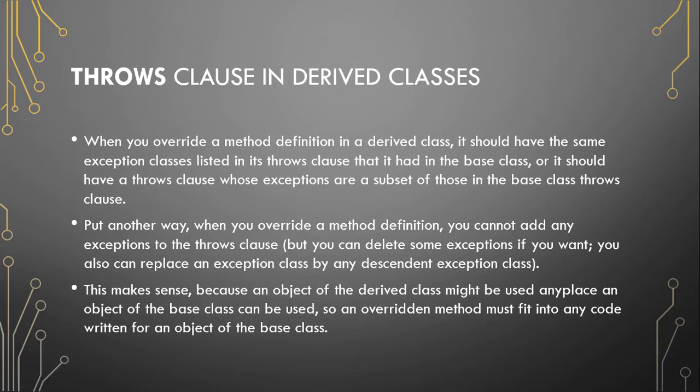Now, obviously, if you think about this, it makes sense because an object of the derived class might be used anyplace an object of the base class is used. So an overridden method must fit into any code written for an object of the base class. All right, think back to our employee objects where we had Employee and SalariedEmployee. The SalariedEmployee object is a derived class of our Employee object, and so when we make that SalariedEmployee object, we expect that it can function in many of the same methods that exist within the base class, because it's just a derived class. So you've got to make sure that those throws clauses still work.